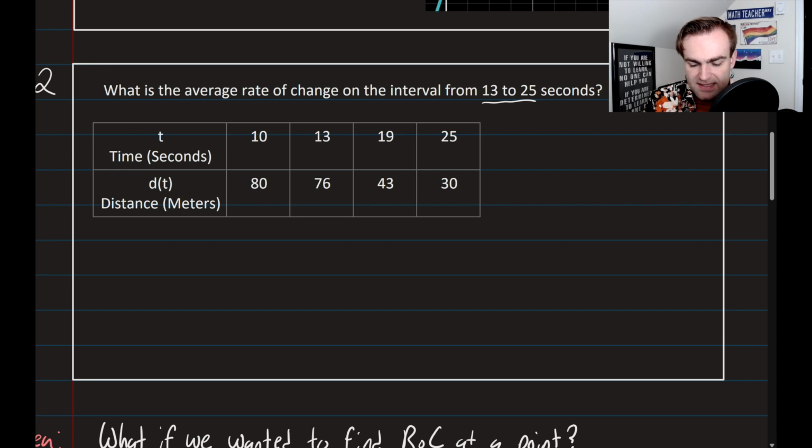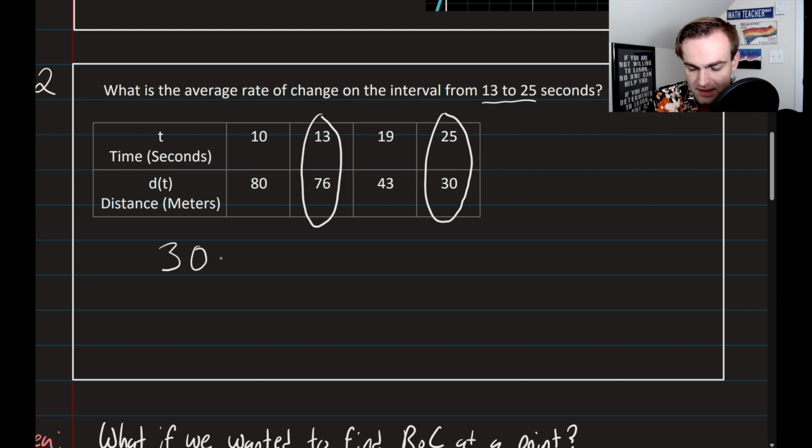T is time in seconds, d of t is distance in meters, which means that t is our independent and d is our dependent. So d goes on the top in the numerator, and t is going to go on the bottom in the denominator. We're going to look at 13 and 25, so we don't care about any of the information except for these 2 pairs of numbers. Remember that the d of t is our dependent, so it's going in the numerator. So I'm going to do 30 minus 76 all over 25 minus 13.